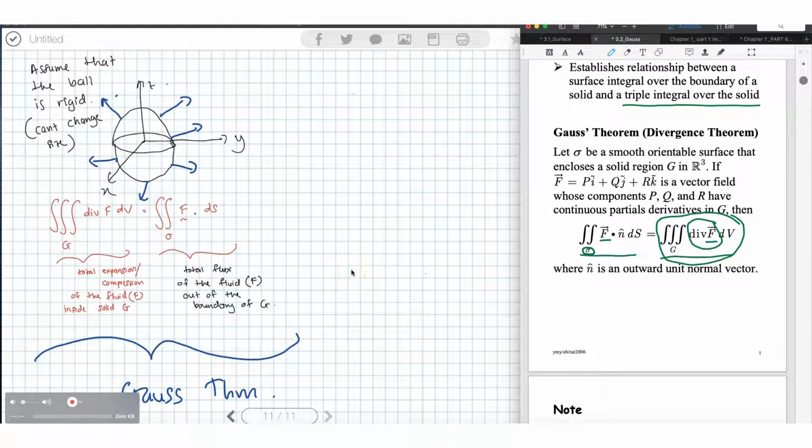Meaning that the value can be negative, positive, and also zero, because if your divergence is 0, then your flux is 0. Okay, that is the idea of the Gauss theorem.